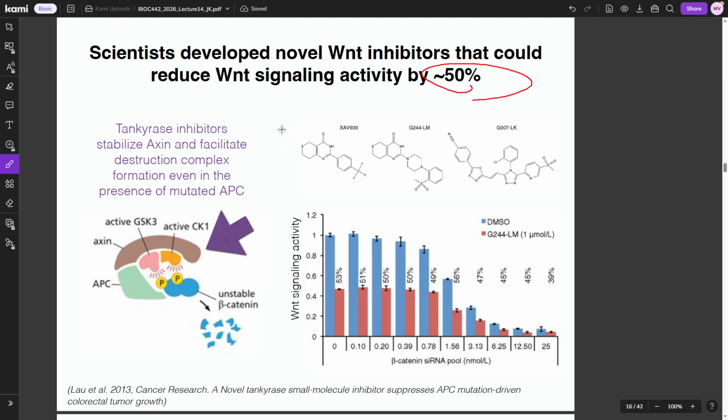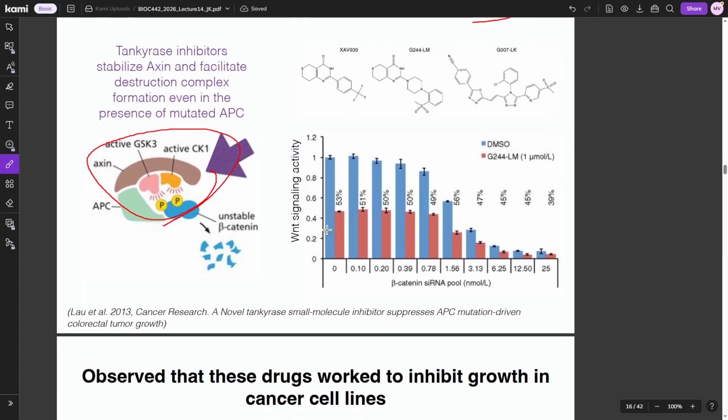This is a really cool drug because tankyrase inhibitors stabilize axin. Axin is one of these adapter proteins that binds CK1 and GSK3. So it stabilizes axin and allows these things to bind even when APC is mutated. So it doesn't matter that APC is mutated. This complex will still form, and that's great because if the complex continues to form, then we can degrade beta-catenin, and so we don't get any cancerous activity, really, which is great.